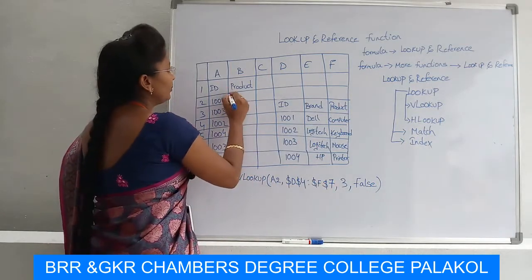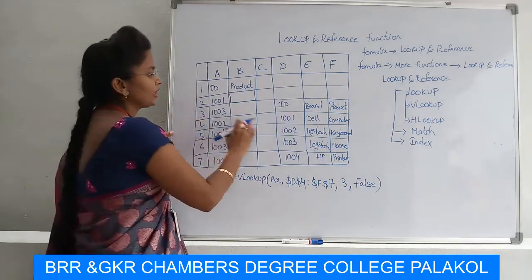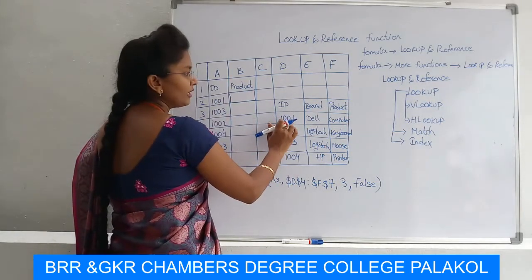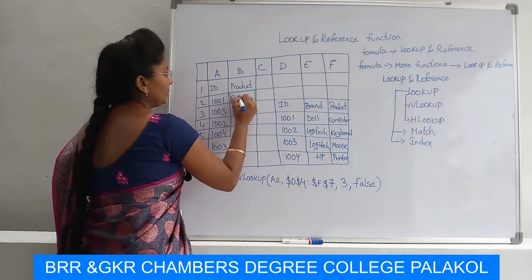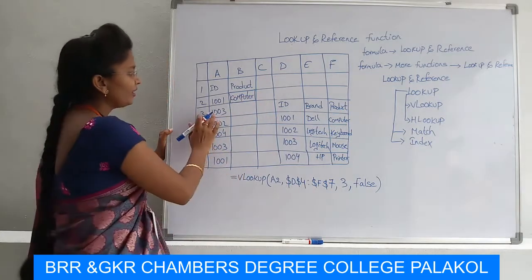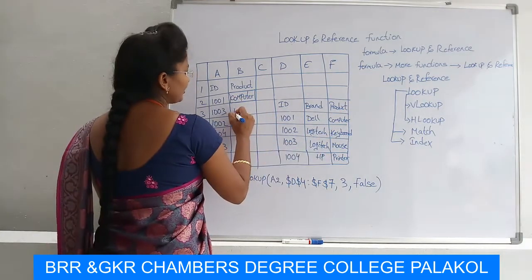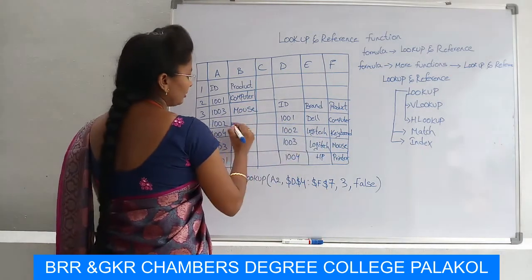The result will appear here. The product name will appear here. You can check here, for 1001 the product name is computer. That computer appears here. And 1003 means mouse. 1002 means keyboard.